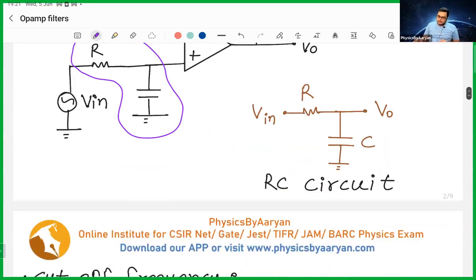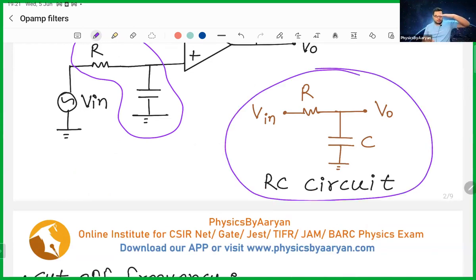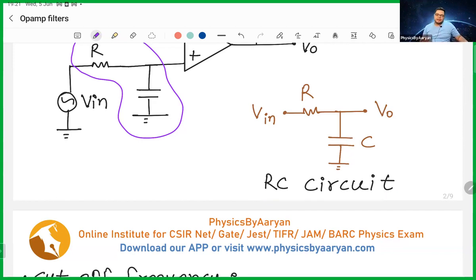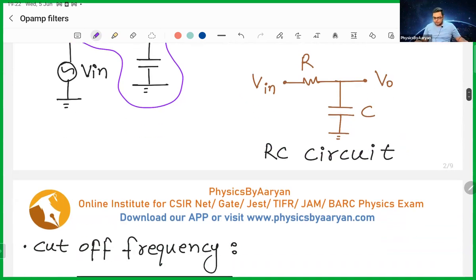If you ever see a circuit like this, where you have an input, then a resistor, then a capacitor, and then the output, you understand that this is a low pass filter. It does not matter if it is connected to a transistor, or an op-amp, or if it is behaving individually. This thing is a low pass filter. Wherever you see a structure like this, you understand that it is a low pass filter.